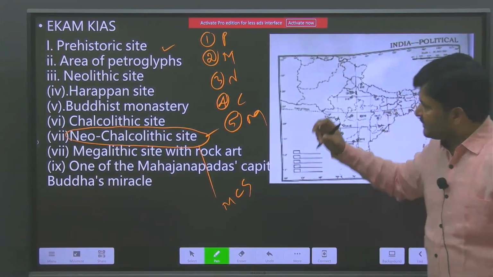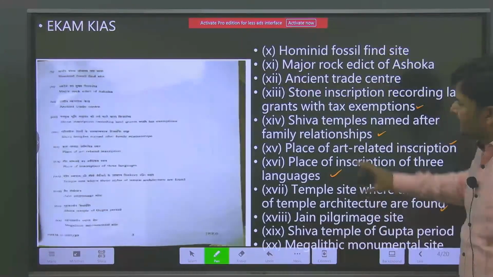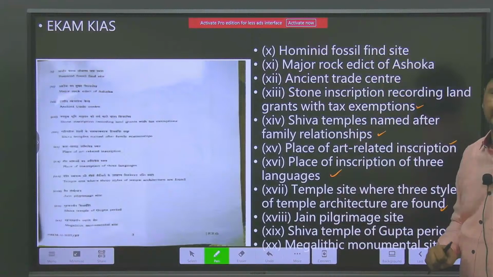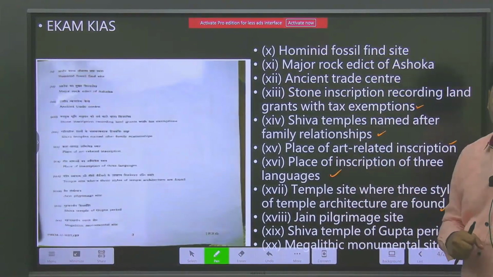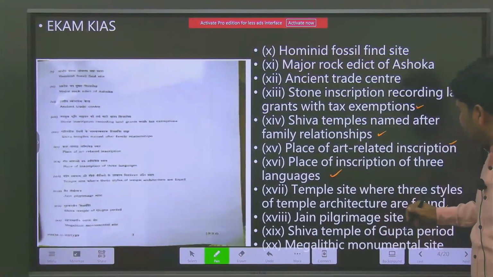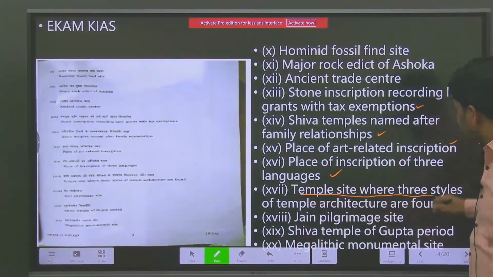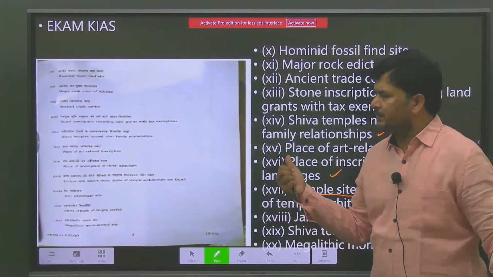So my point is, the first question is where you can score the maximum marks in the first question of Section A. For example, a temple site where three styles of temple architecture are found, everyone knows, that is Pattadakal.